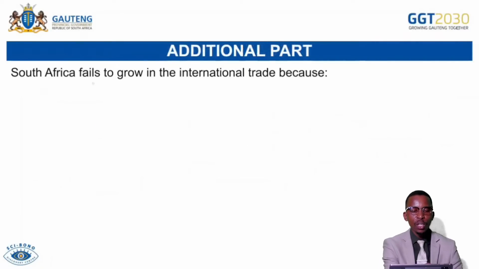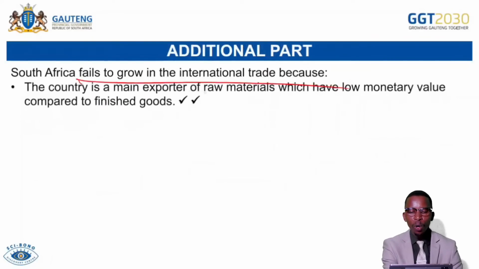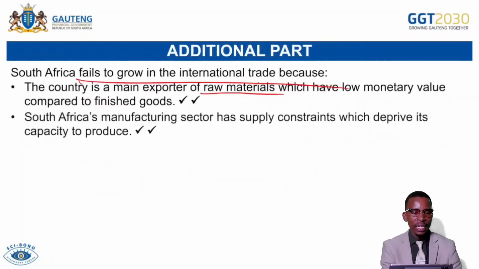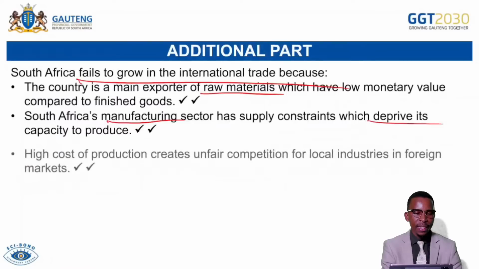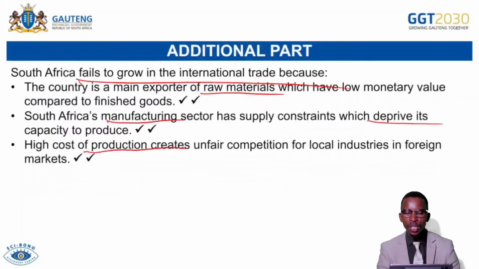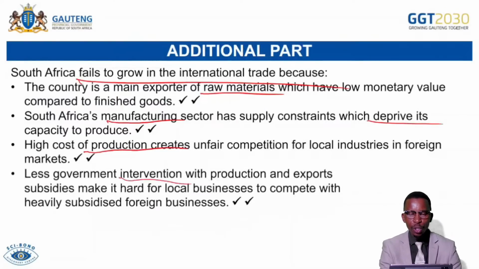Then we check the additional part. South Africa failed to grow internationally because the country is the main exporter of raw materials, which have low monetary value compared to finished goods. South Africa's manufacturing sector has supply constraints which deprive it of capacity to produce. High cost of production creates unfair competition for local industries in foreign markets. Less government intervention with production and export subsidies makes it hard for local businesses to compete with heavily subsidized foreign businesses or multinational industries abroad.